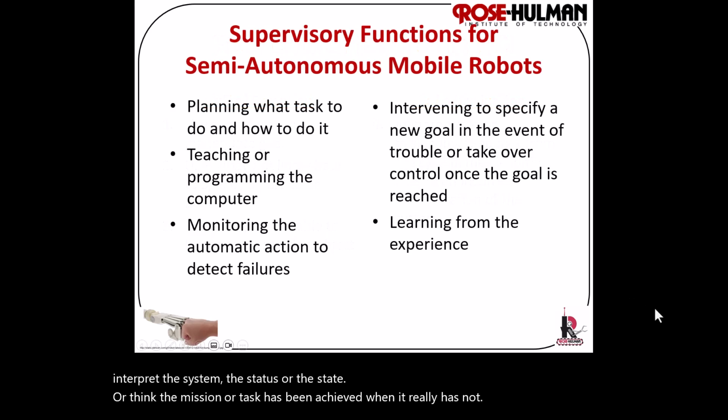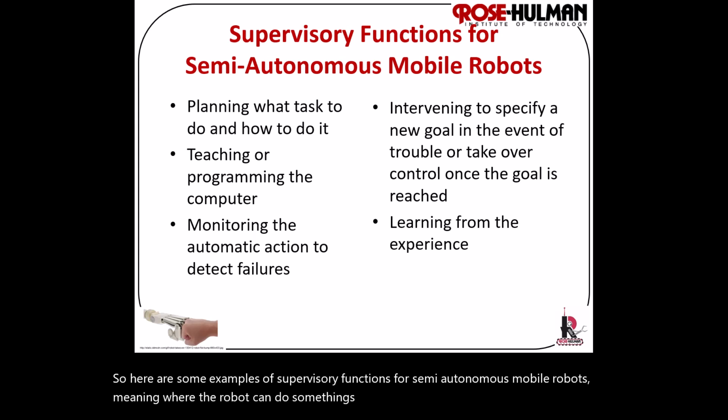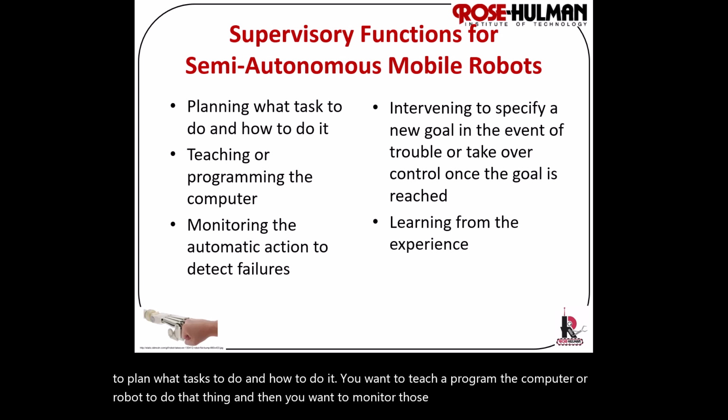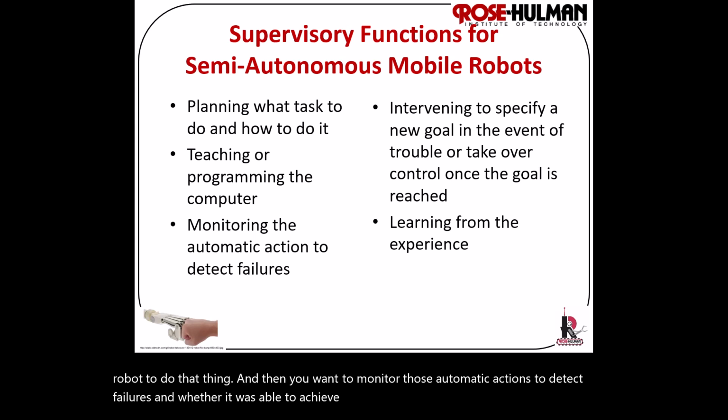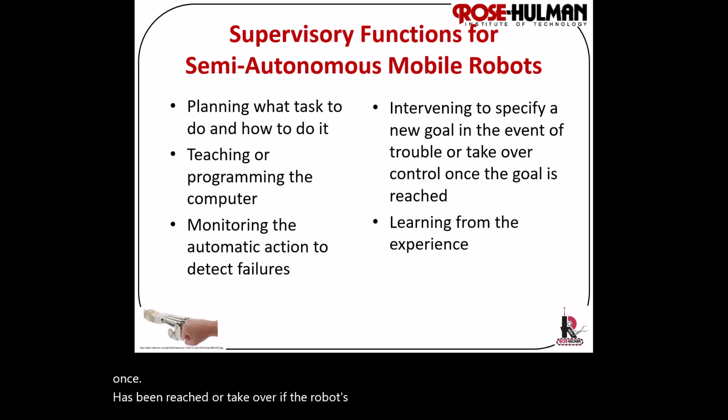So here are some examples of supervisory functions for semi-autonomous mobile robots, meaning where the robot can do some things independently, some it cannot, where you want to plan what tasks to do and how to do it. You want to teach or program the computer or robot to do that thing. And then you want to monitor those automatic actions to detect failures and whether it was able to achieve them. Since you are supervising the robot, you want to be able to intervene to specify a new goal in the event of trouble, or take over control once the goal has been reached, or take over if the robot's in trouble and not able to extract itself.